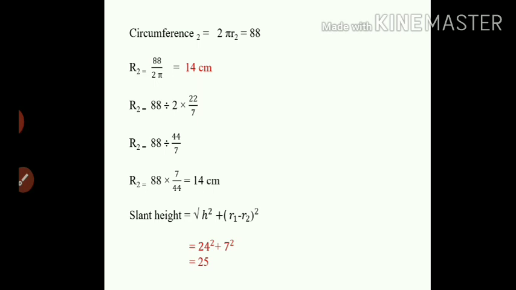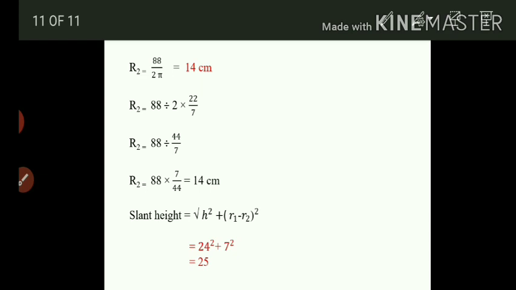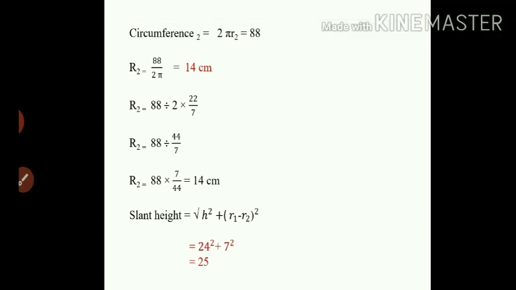Once again I will explain. H square is 24, so we'll take 24 square plus R1 minus R2. R1 was 21 minus R2 14. So R1 minus R2, that is 21 minus 14, will be 7. That means 7 square. Now 24 square is 576 plus 7 square is 49. 576 plus 49 will be 625. So by taking square root, we get answer as 25.